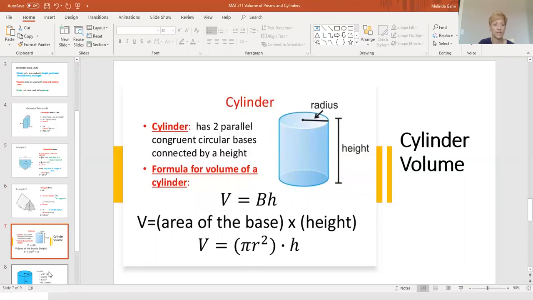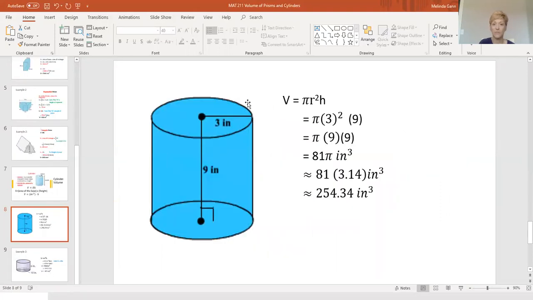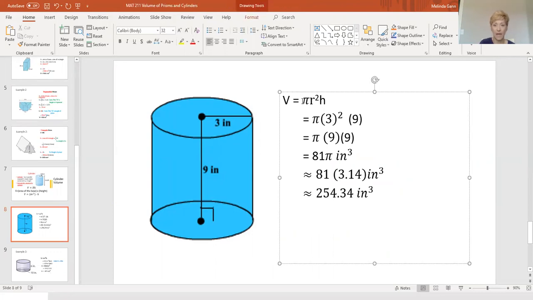All right, so let's go look at one. All right, there's my volume formula, but do you understand that right here, that pi r squared is really the same thing as capital B. Okay, so I've got to have the radius. So look at your picture. That radius is 3 inches. So that 3 inches would go there, but I've got to square it. Now, how high is that cylinder? So from circle to circle is 9 inches. So the height is 9.